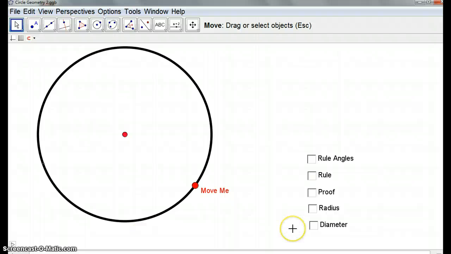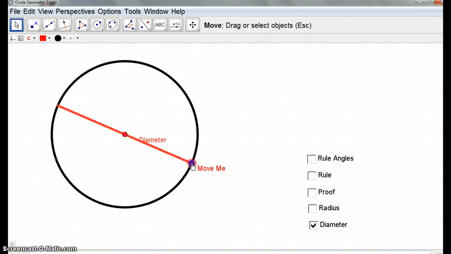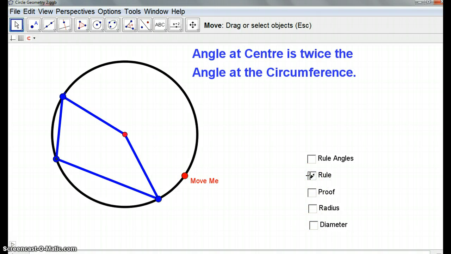First off, we have a circle. Here we have a radius. So everyone knows that terminology. And here we have diameter. And I can actually change my circle should I want to. Okay, now here I have my rule and my angle.